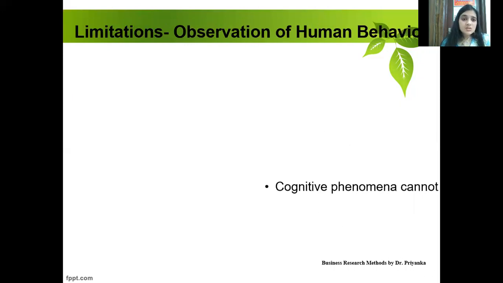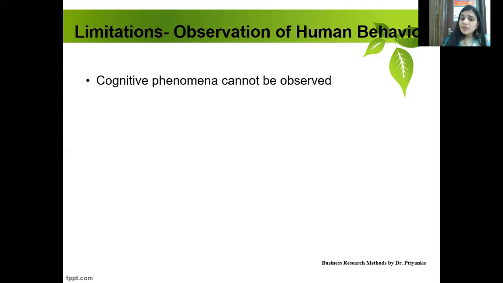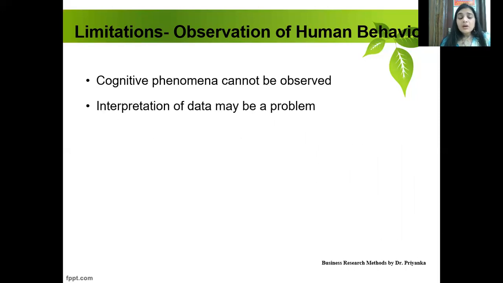Some limitations are also there. For example, cognitive phenomena that cannot be observed, for example, their actual attitude. You cannot observe what kind of attitude they carry, what are the things which motivate them, right? This is actually a cognitive phenomenon. Or interpretation of data may be a problem sometimes. Sometimes you have recorded things systematically, but while interpreting the data, this might be distorted. So that is actually a problem.